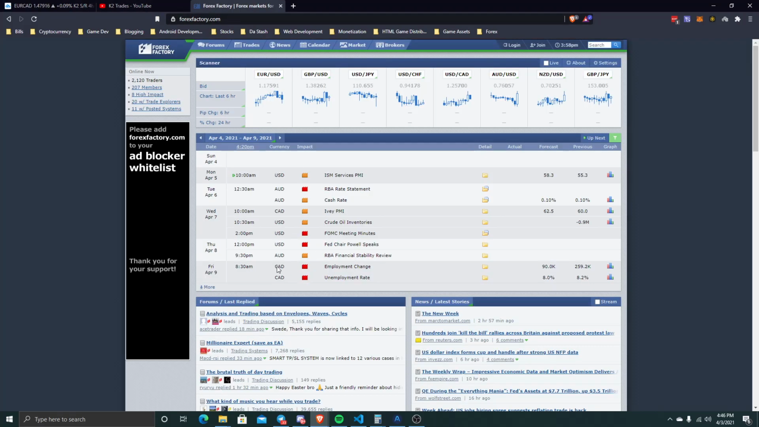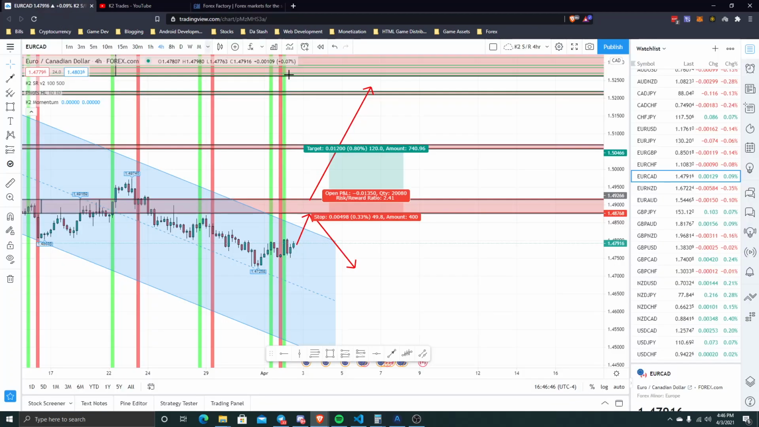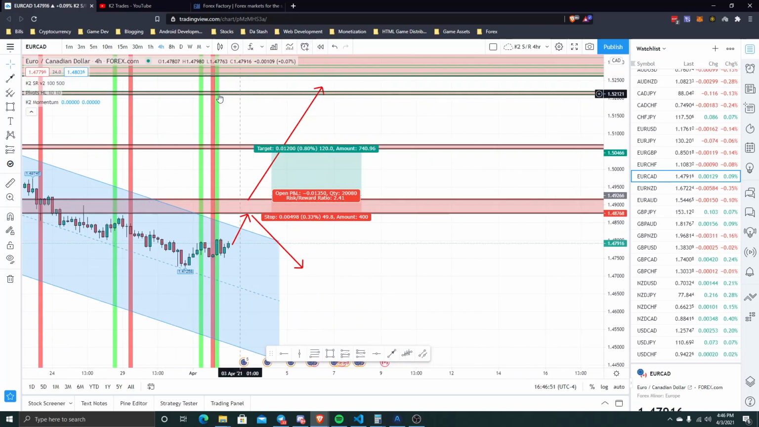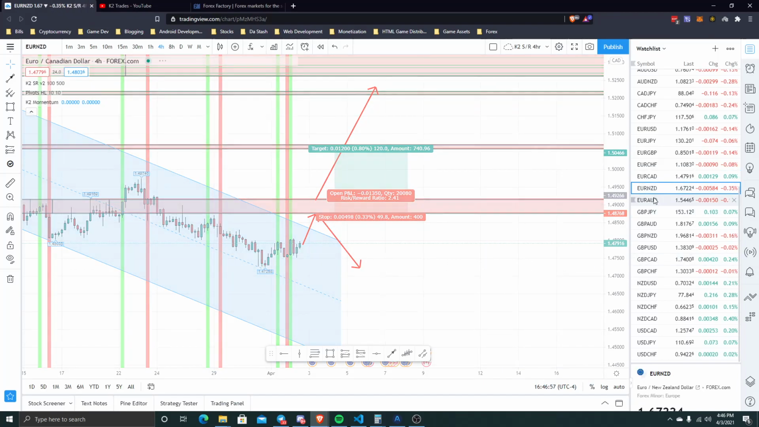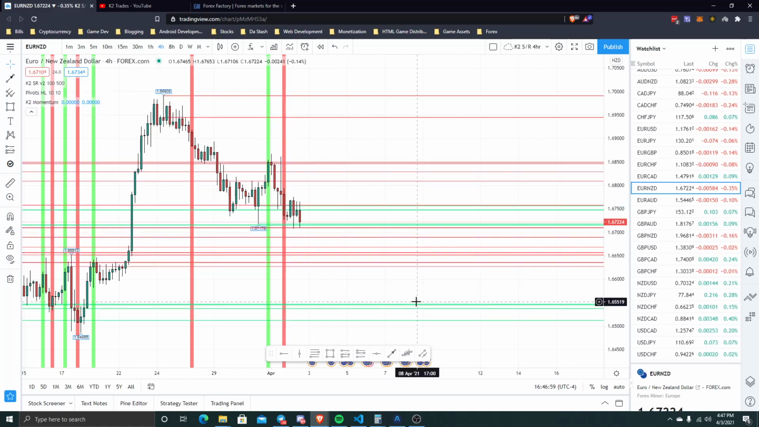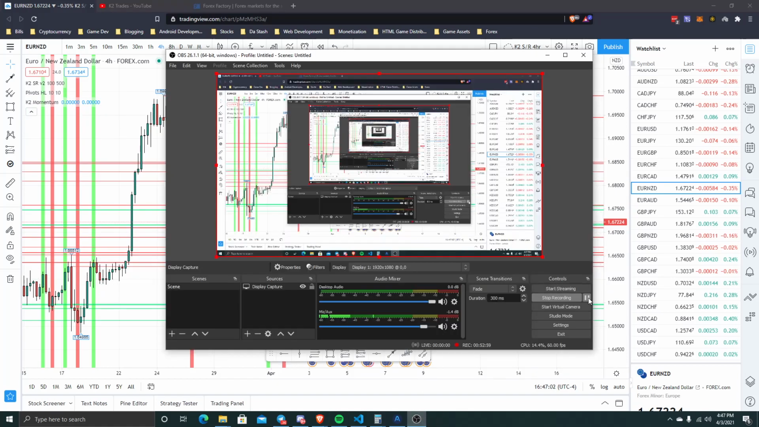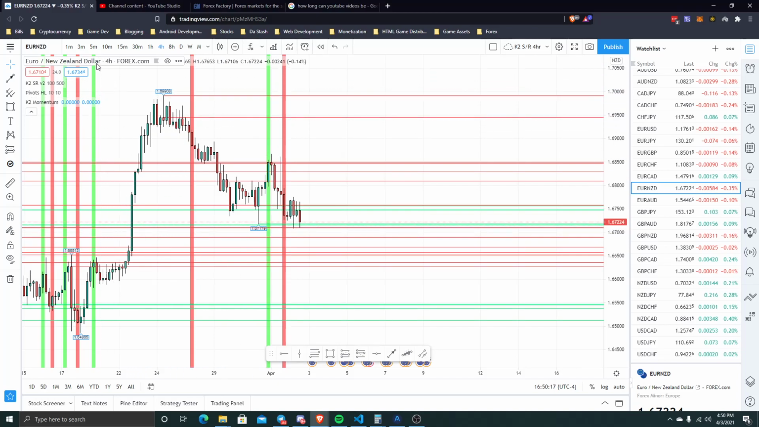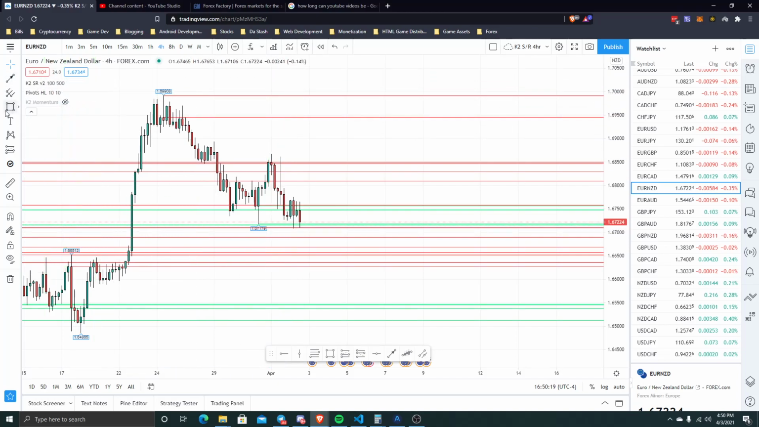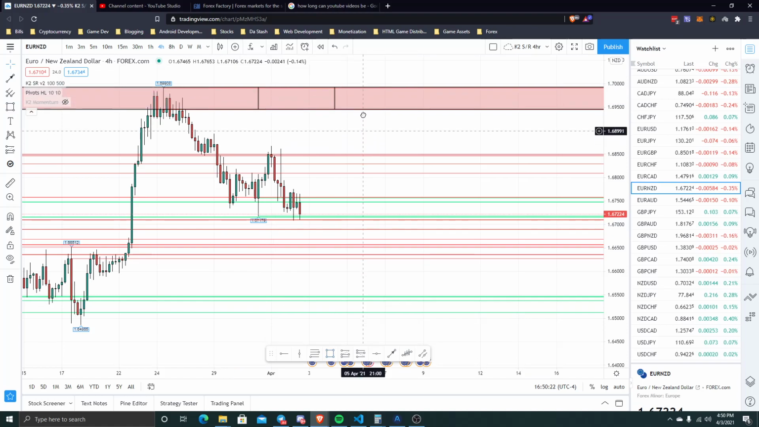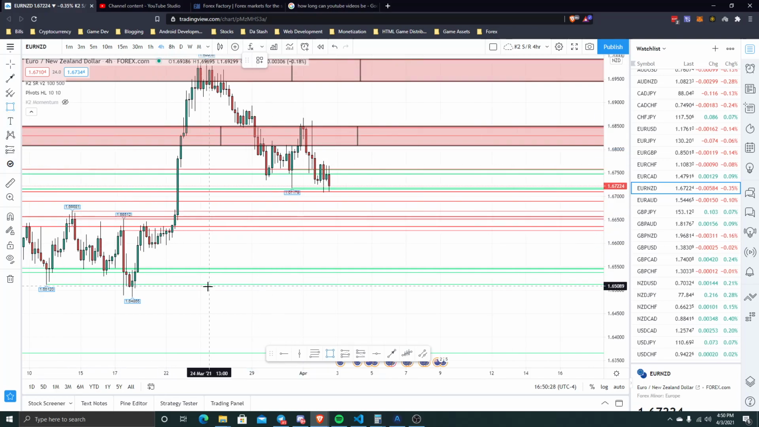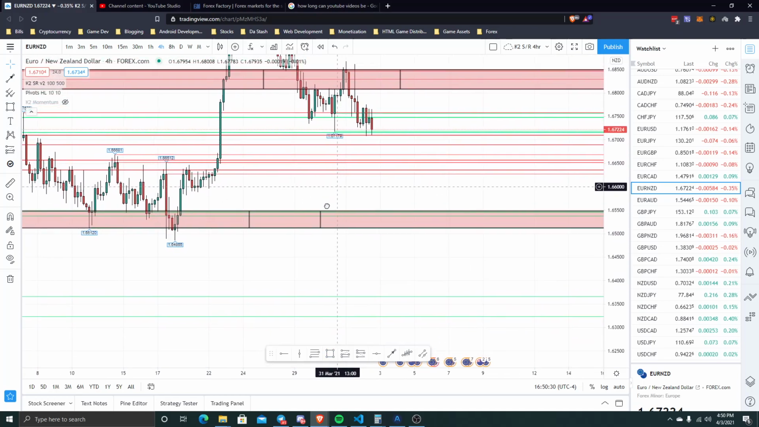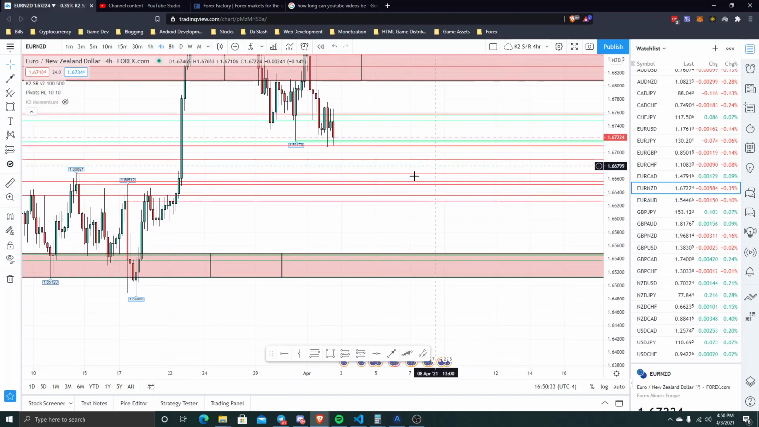Like I said, there's some major CAD news, and if there's bad news for CAD, then price is definitely gonna shoot up. So like I said, we have to wait and see how news plays out this upcoming week. So let's go to Euro NZD. All right, so for Euro NZD, we go ahead and draw our zones. Let's see.